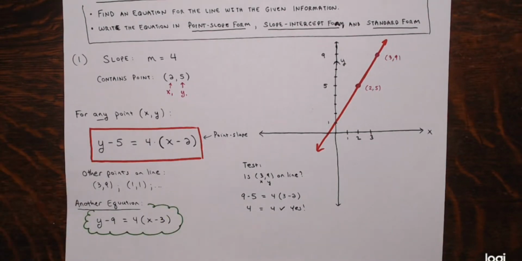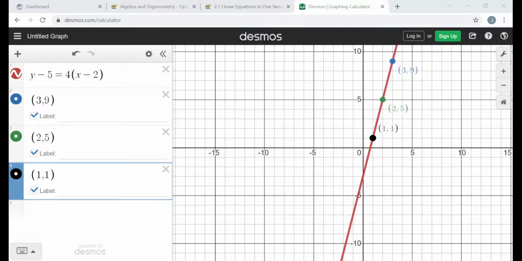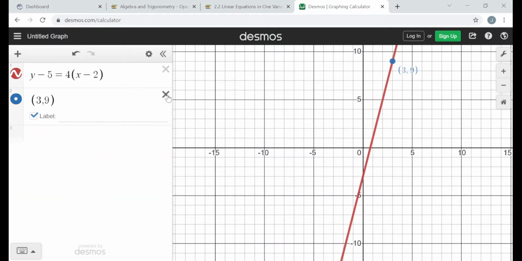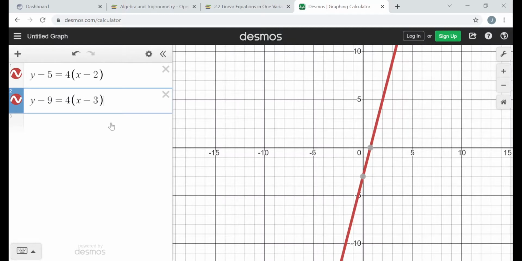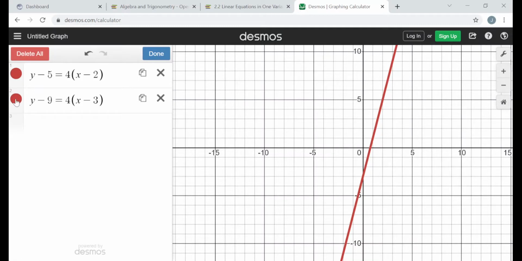I'm going to go back to that Desmos site. And let's just get rid of these points here. And I'll show you. There was the first equation, y minus 5 equals 4 times x minus 2. That was the point slope form of the equation I got when I used the point (2,5). Well, here's y minus 9 equals 4 times the quantity x minus 3. And let me actually change the color of it. They're both red right now. Let's change it to blue. And look at that. It's exactly the same line.